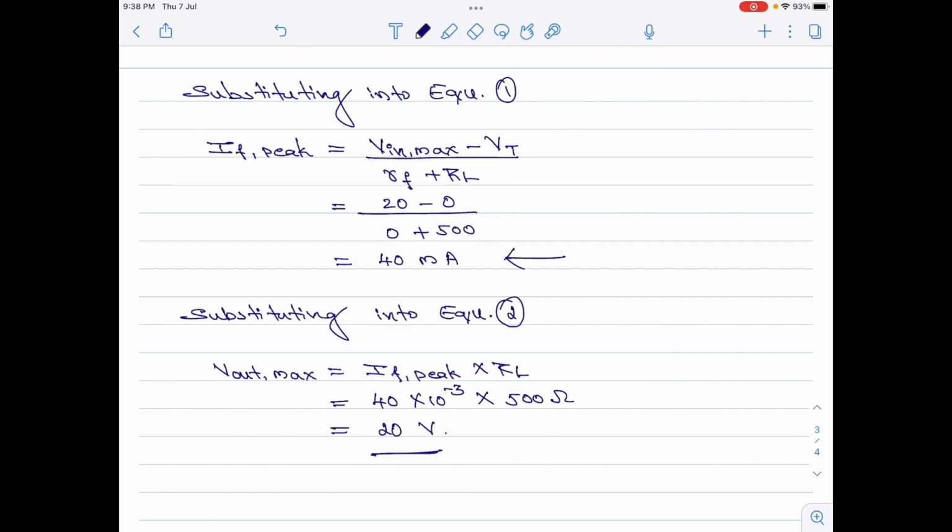Well, with that, we have come to the end of this numerical. In my next video, I'll take up another numerical on the diode biasing.